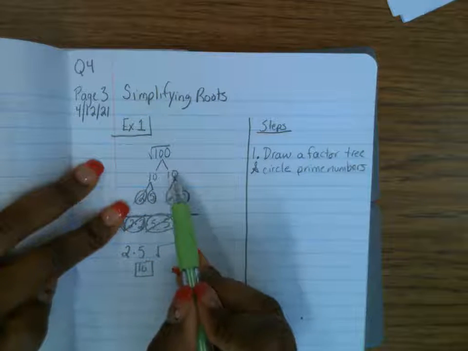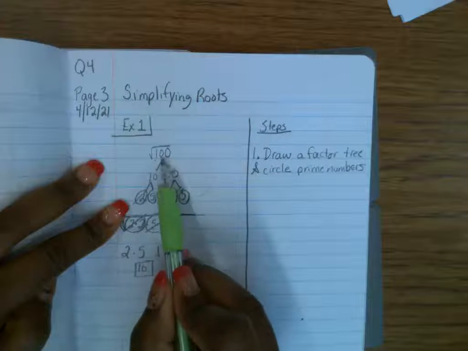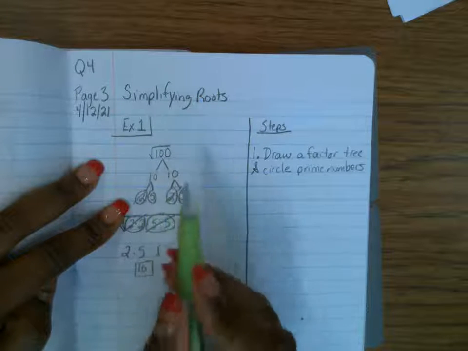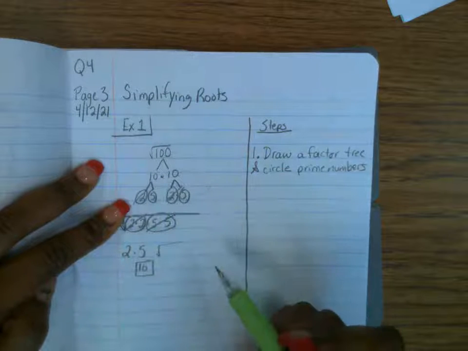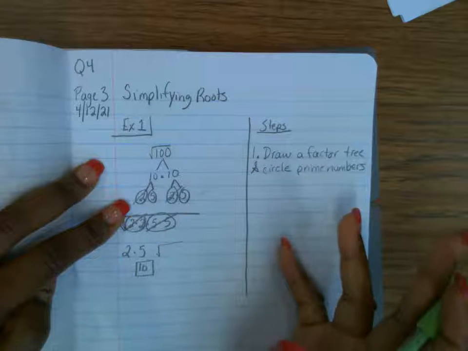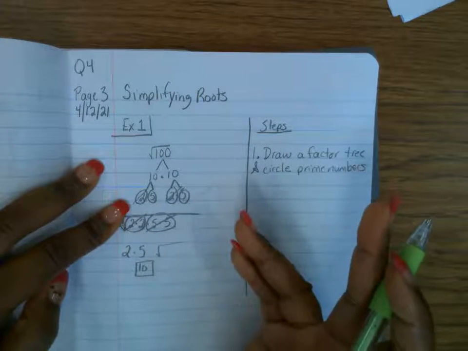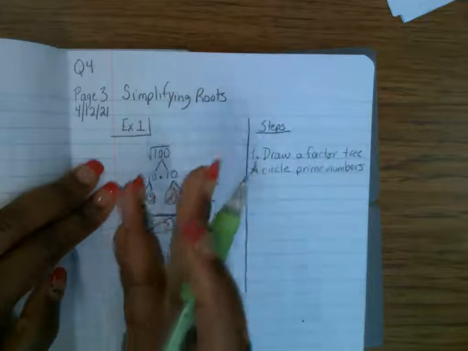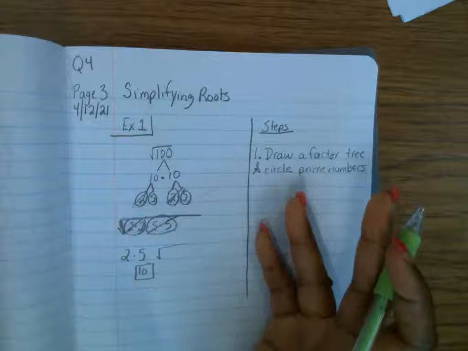So to recap, yesterday we drew a factor tree. We asked ourselves, what two numbers can be multiplied to give us 100? And we said 10 and 10. Now we already know our answer is going to be 10 anyway. But what I wanted to show you is the process of how to do it when we don't know what the answer is, okay?